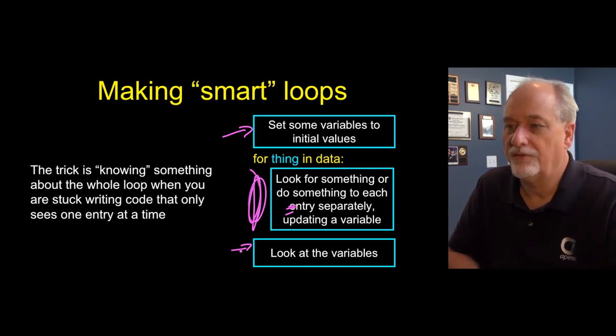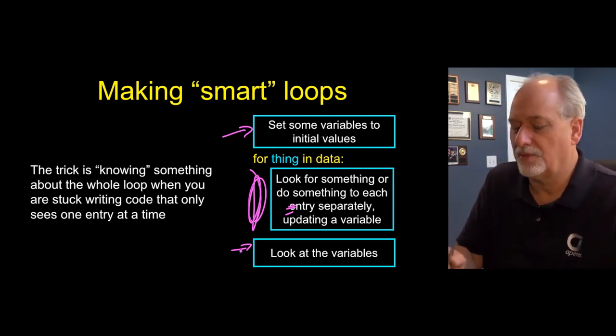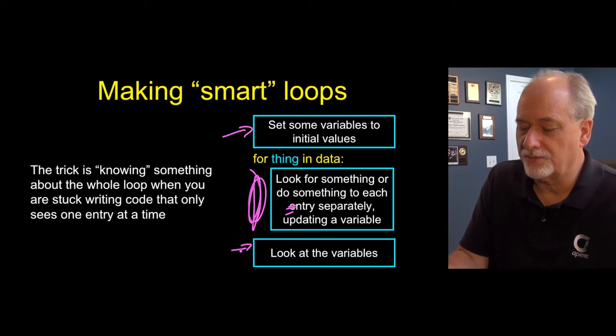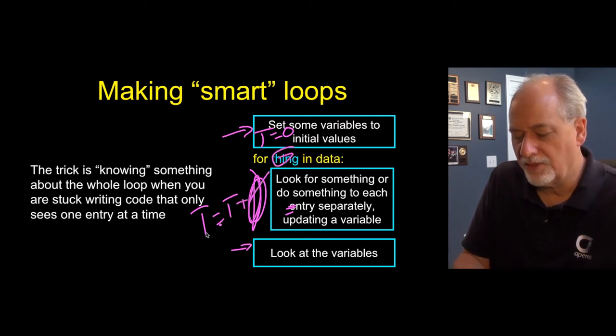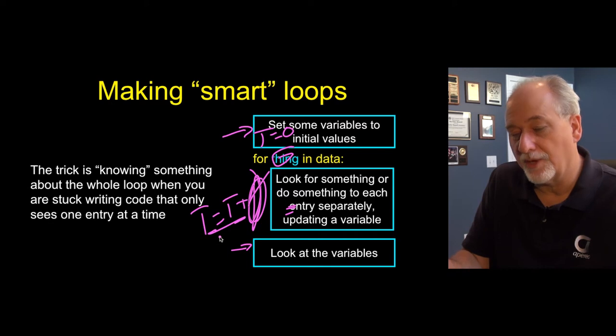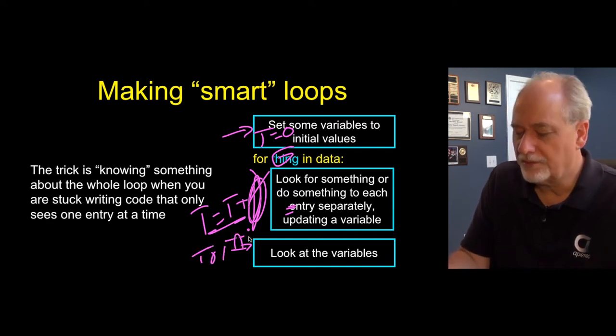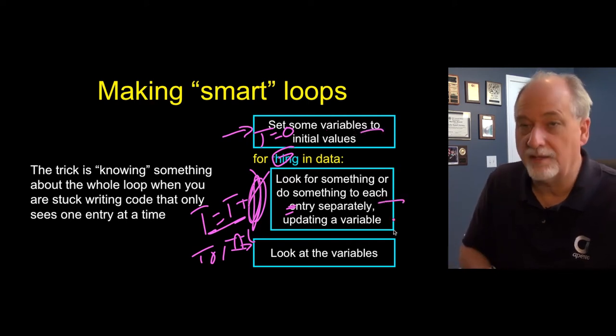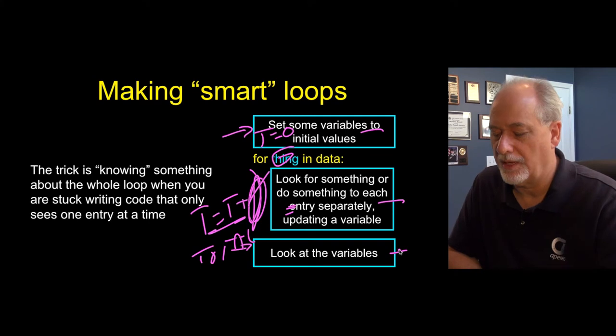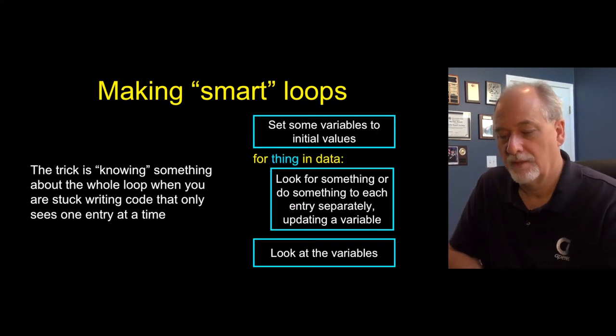So if we're summing things, we're going to have a running total, so this will be t equals 0, and then this will be t equals t plus the thing value. But this is not the real total, it's the running total during the loop, but at the end it is the real total. And so we're going to look at what you do before the loop starts, during the loop, and then what you get after the loop and how you can use that.